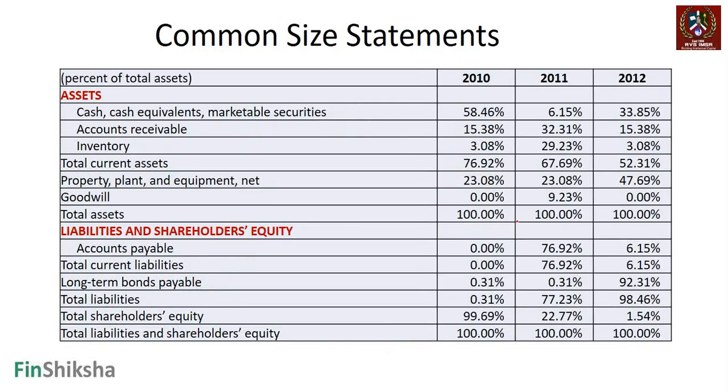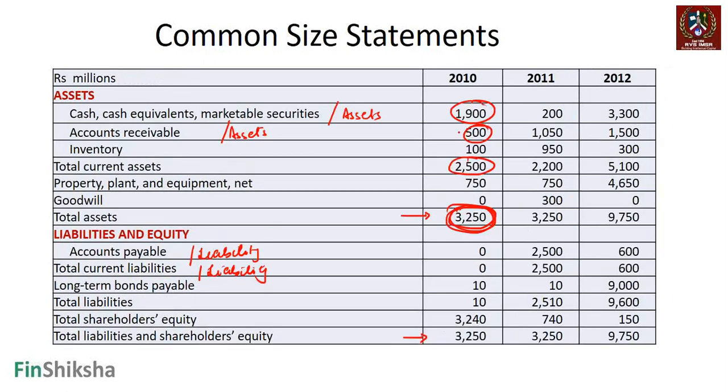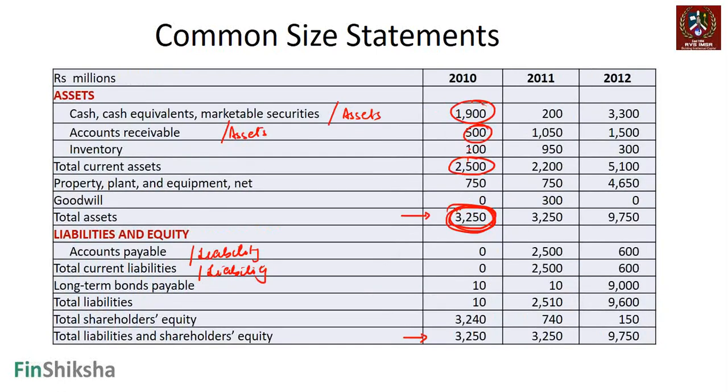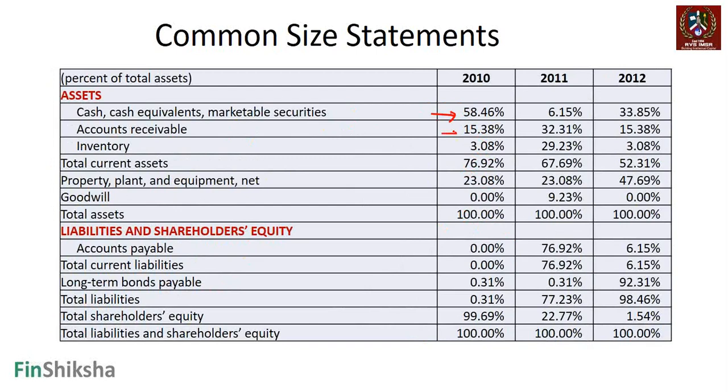What that does is it gives us a sheet in this format. If you divide 1900 by 3250, you will get 58.46%. If you divide 500 by 3250, you'll get about 15%. What does this tell us? It tells us that in the first year, out of the total assets that the firm has, nearly 58% came from cash. In the second year, however, most of that got used up, and the cash got deployed in either inventory or receivables. So that's the broad analysis you get of how a company has progressed.